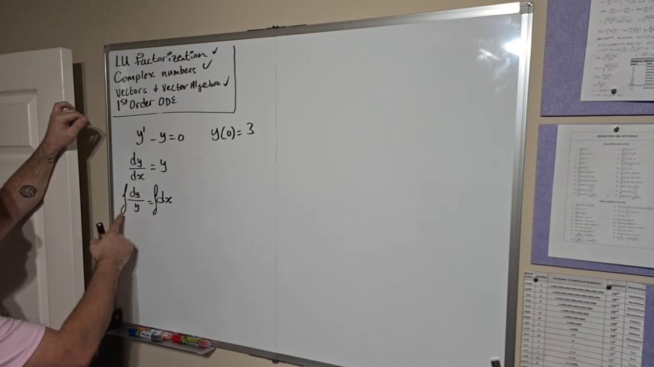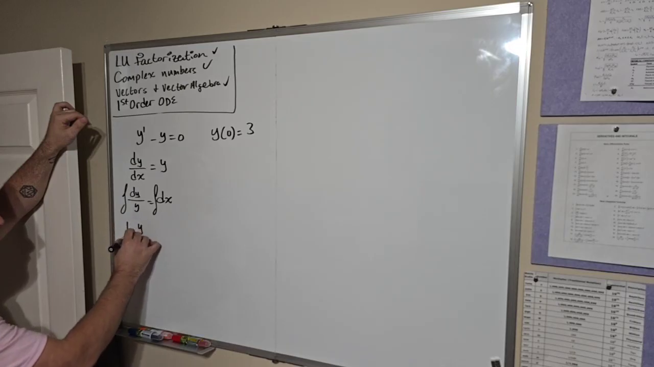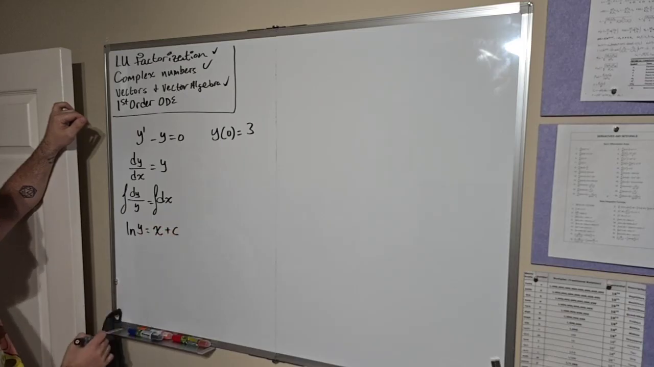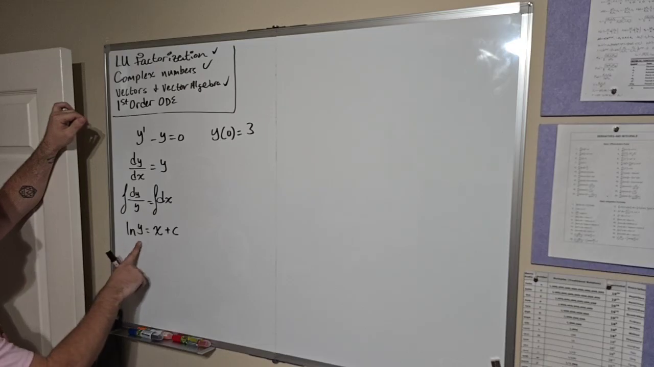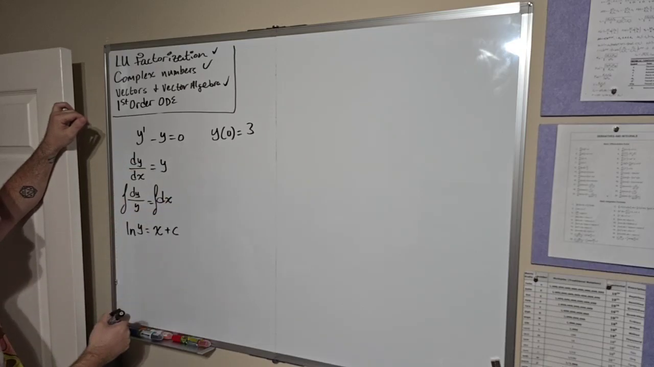So the integral of 1 over y dy is just natural log of y. And then our integral of 1 dx is just going to be x. These are indefinite, so we need our c. Okay? Now we want to isolate for y, especially because that's what our original target was, and that's what our initial condition is in terms of.